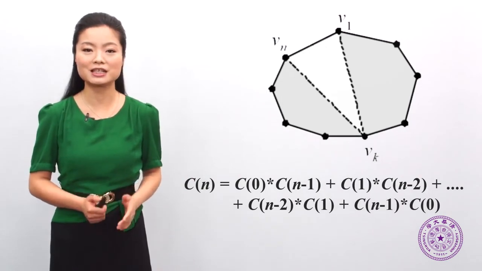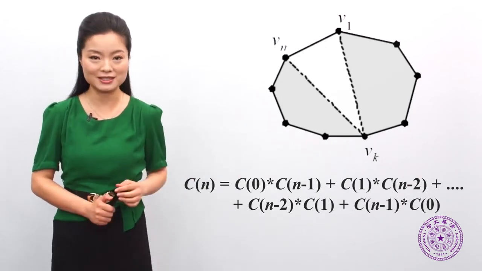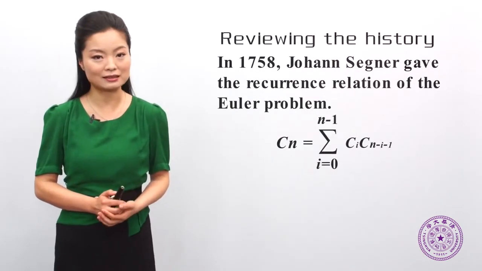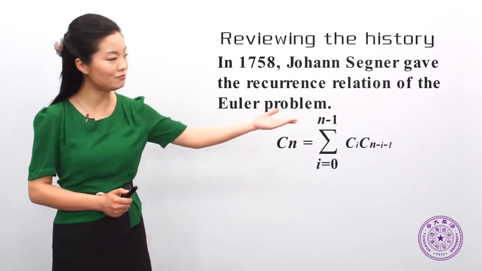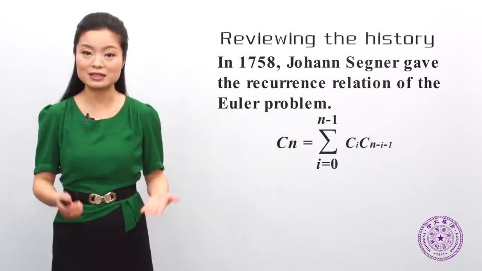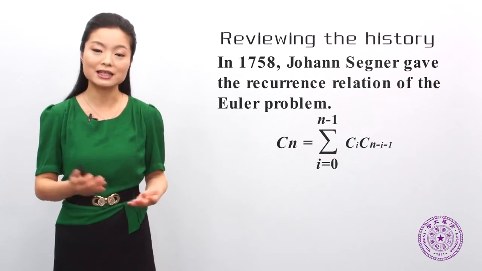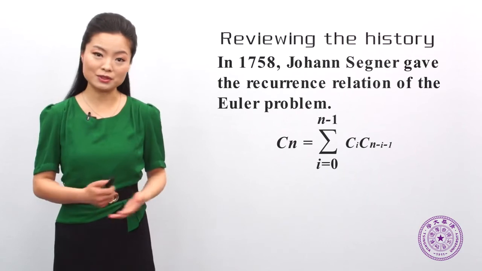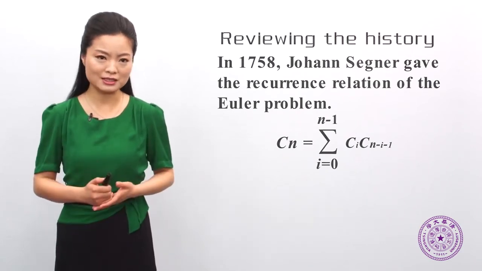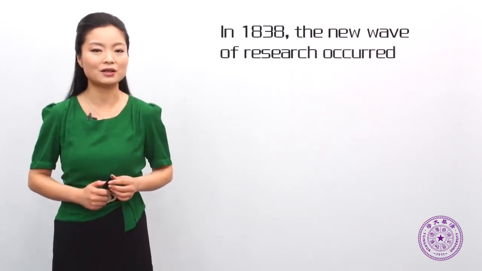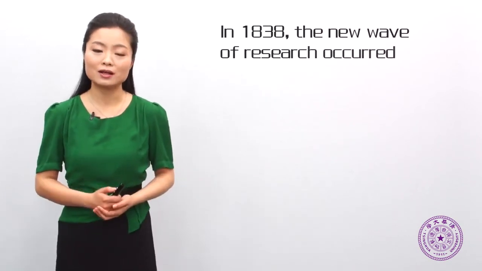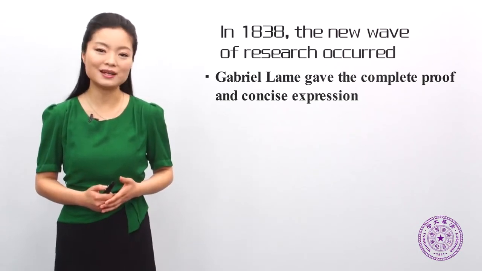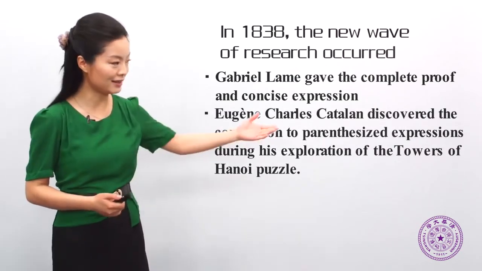So we would find that Euler did not obtain a recurrence relation. In 1758, however, another mathematician, Segner, proposed a recurrence relation which perfectly matched the stack and the binary tree problem. But as time passed, people only knew of the recurrence relation until 1838, when a new wave of research emerged. Multiple scientists delved deeply into this research, including, of course, the Belgian mathematician Catalan.